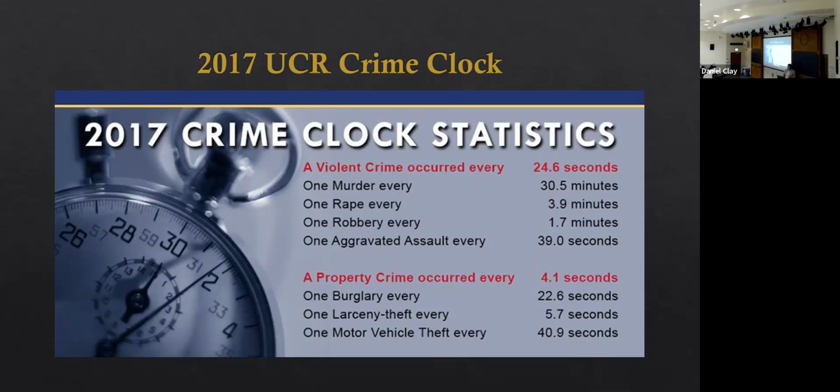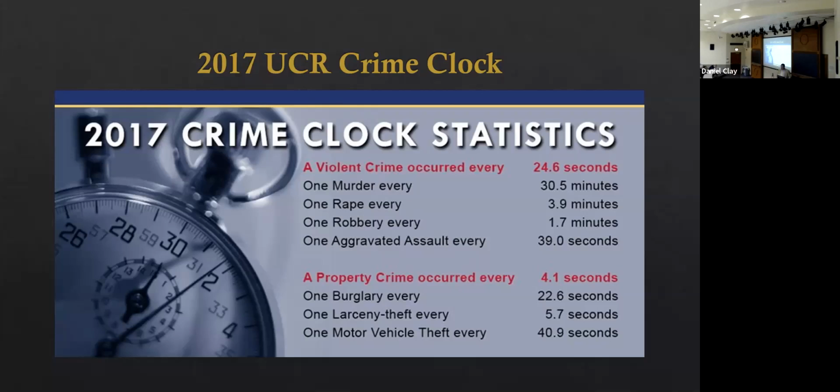We said, okay, we're gonna take the crimes that get reported, and we're gonna divide them by the minutes in a year. The idea is it would give us how many of those crimes were committed every second or every minute of the year. So this is from 2017. Violent crime, from our part 1 offenses, occurs once every 24.6 seconds in the United States.